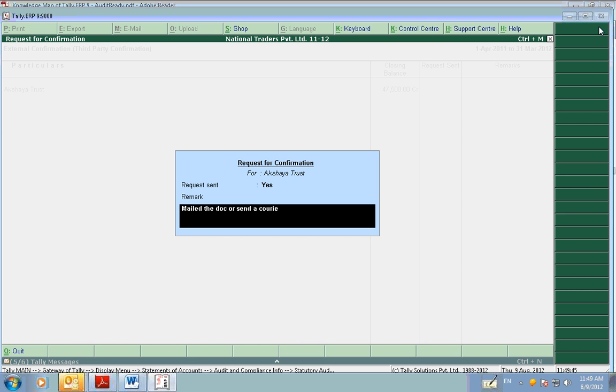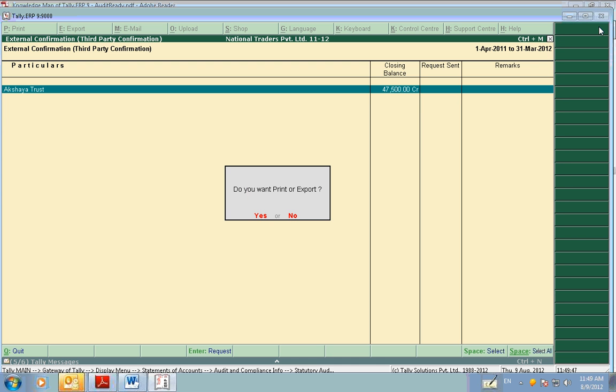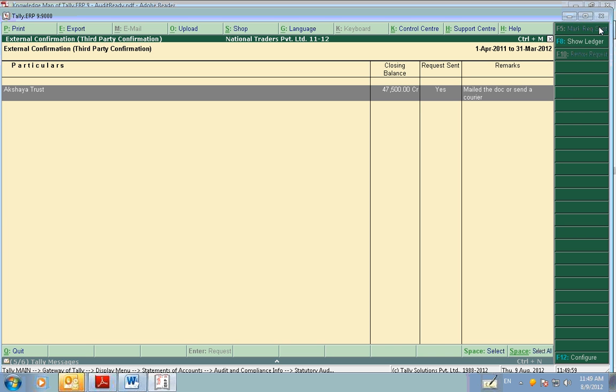It's only a confirmation required for this particular Akshaya Trust. So, do you want to print? The moment I configure that, you have an option. Do you want to print or export? If I say no, it will just save your remarks.